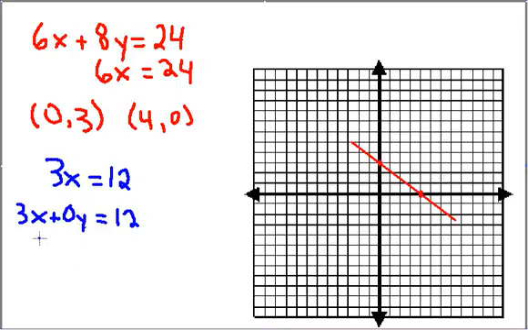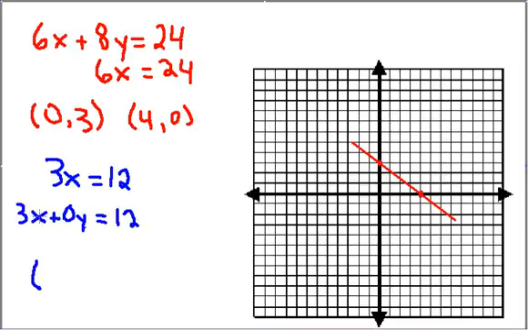So let's start. Let's make x 0. Well, if x is 0, what's y have to be? Well, we run into a problem here because y times 0 will never equal 12. Hold on to that thought a minute.